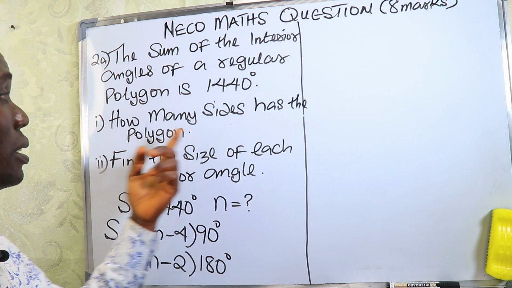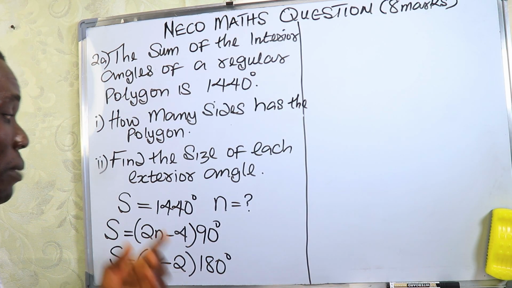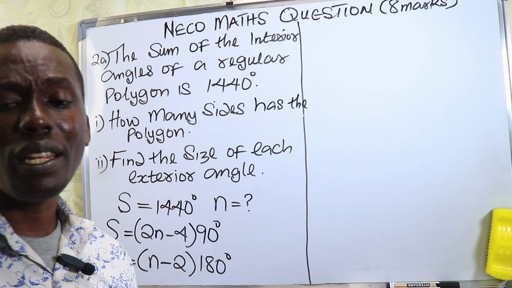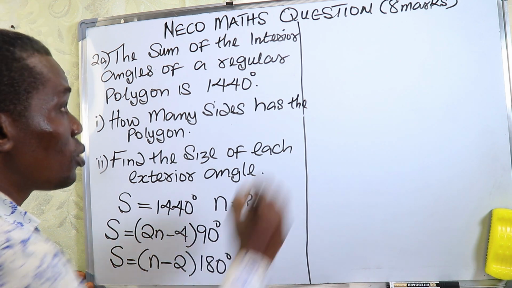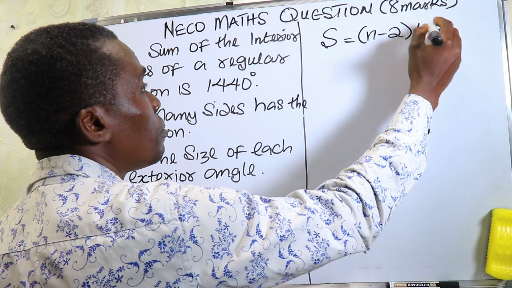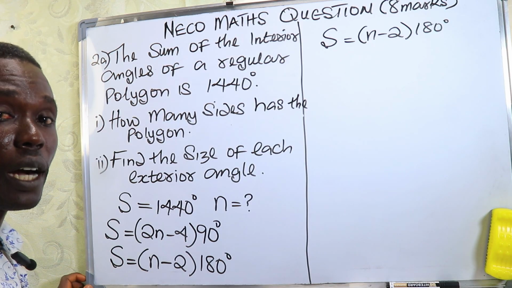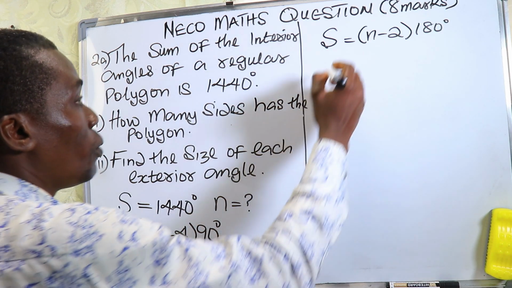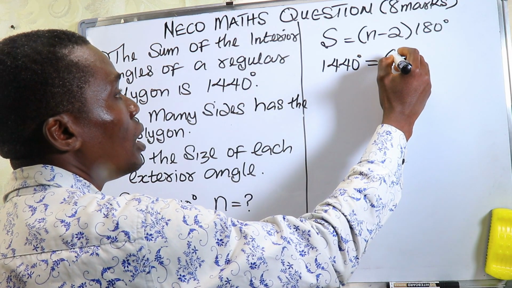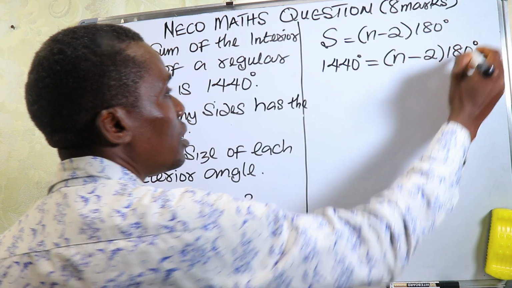Now, any of these you use can fetch you the answer to that first question: how many sides has the polygon? Remember, we are given the sum, which is S. We don't know what the number of sides is, so we are going to use any of these formulas. I'm going to use S equals n minus 2, multiplied by 180 degrees. S, which is the sum of the interior angles of an n-sided polygon, we are given 1440 degrees, and that is equal to n, we don't know what it is, minus 2, multiplied by 180 degrees.